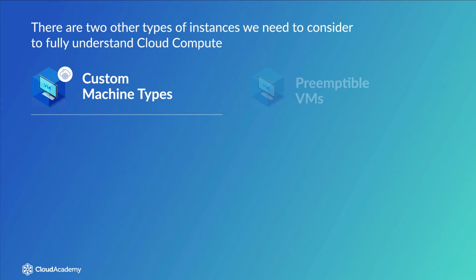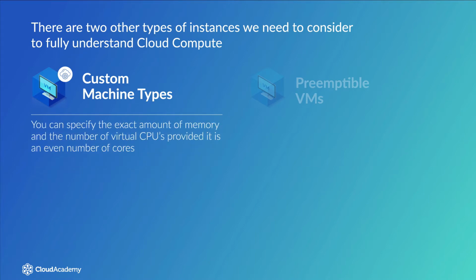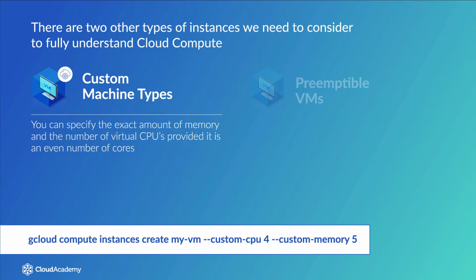With the custom machine type option, you can actually specify the exact amount of memory and the exact amount of virtual CPUs, provided it's an even number. You need an even number of cores. Now you can do this with a single command. Here's an example: gcloud compute instances create my VM, you just do --custom-cpu --custom-memory.